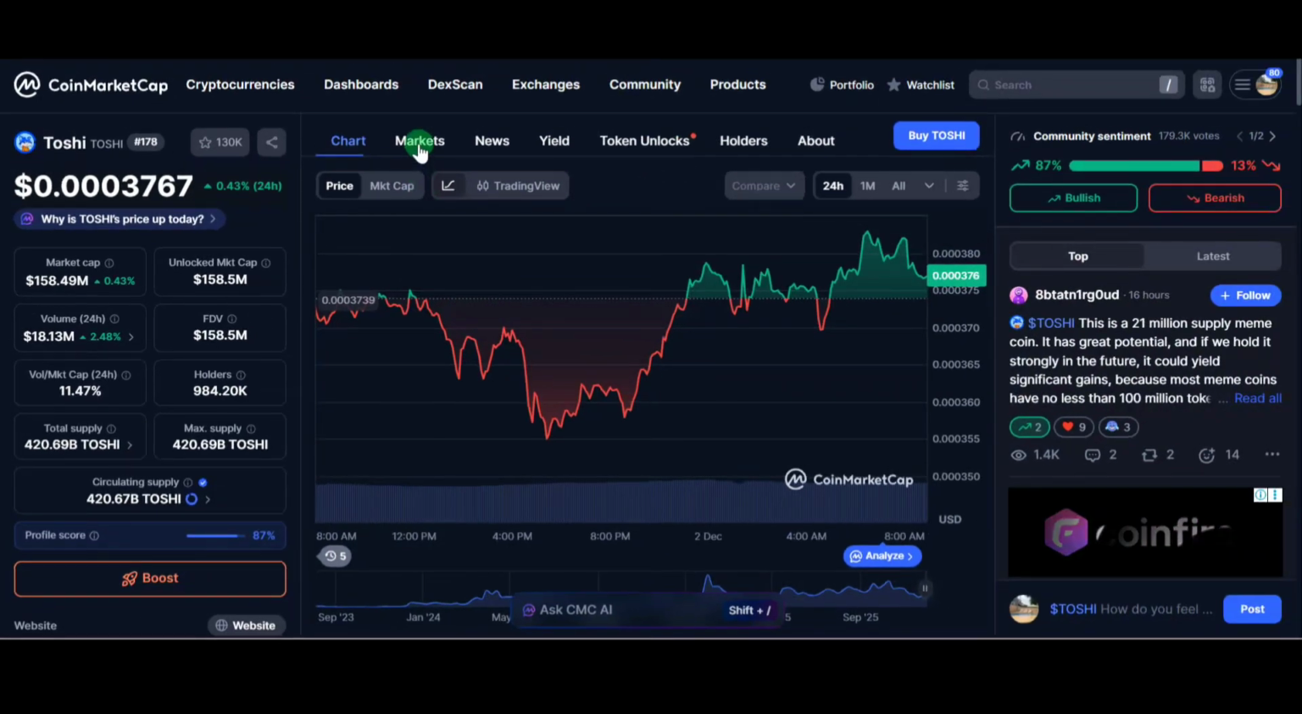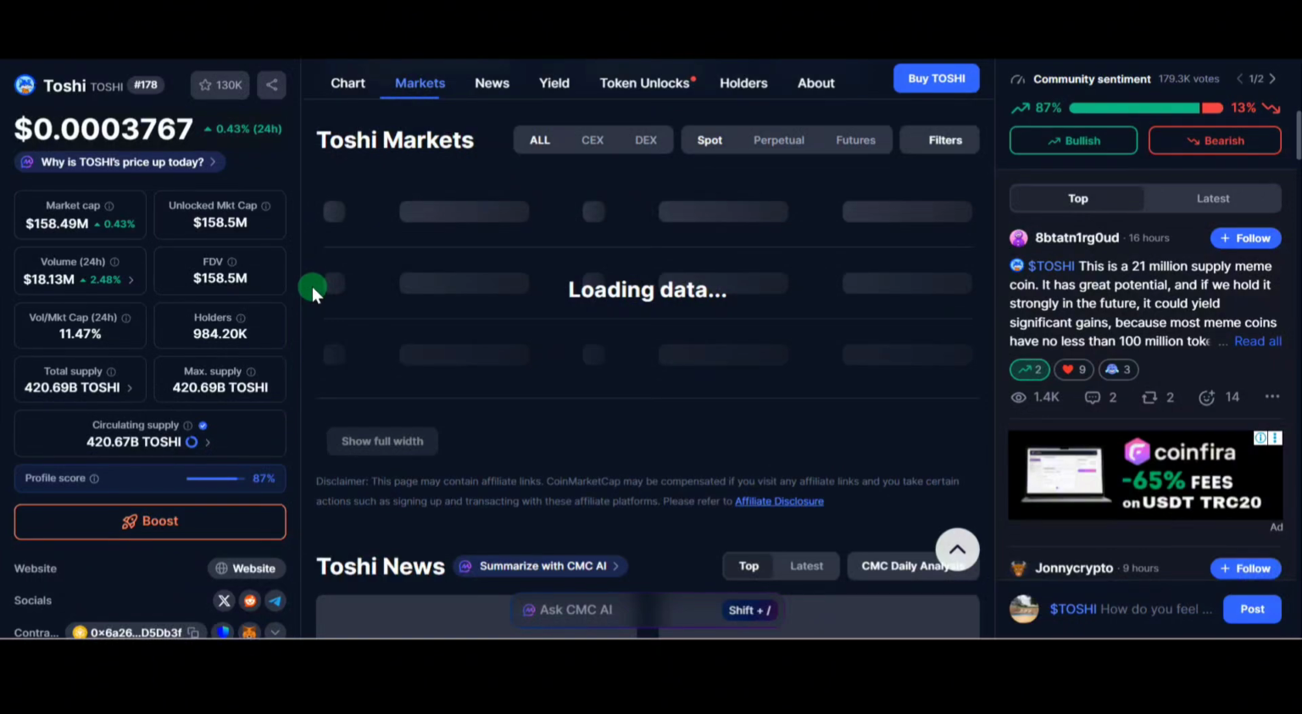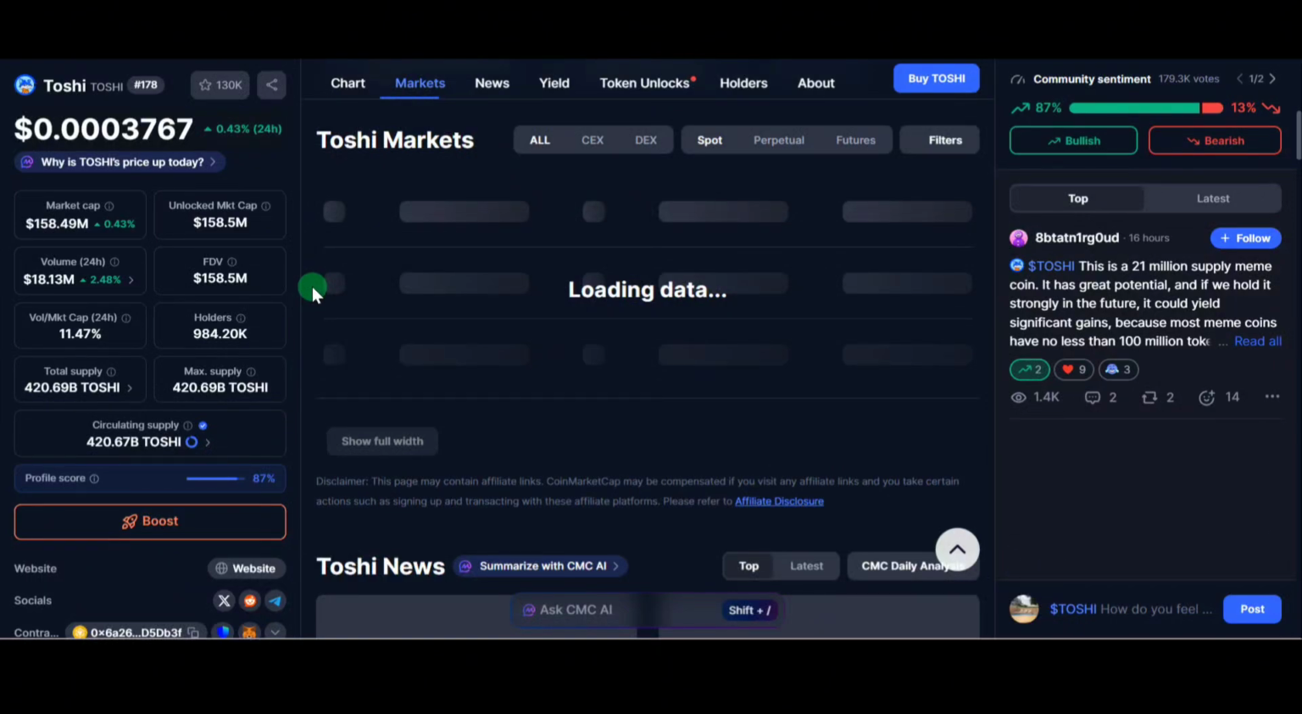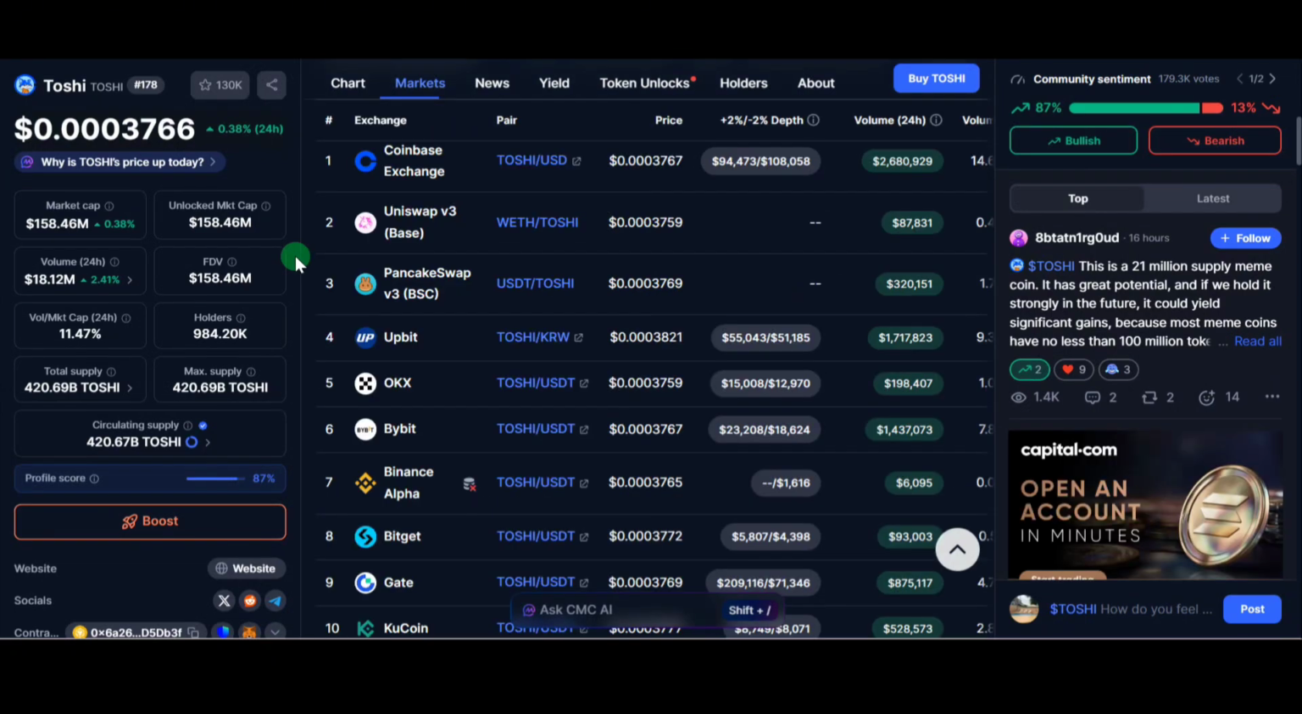TOSHI is yet to be added on Binance Spot Market, and the moment it gets added to Binance Spot Market is going to trigger a massive explosion for the price of TOSHI, guys. My realistic price prediction for TOSHI for the full altcoin season which you're about entering is 8 cents.